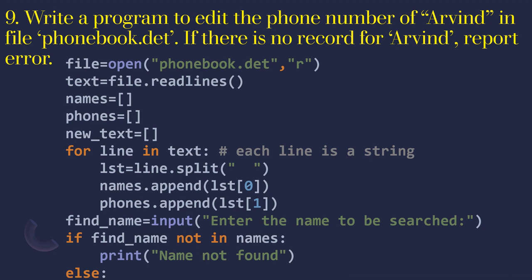So find name is a variable which will store the name that is entered by the user. Now it will check whether find name is present in the list of names or not. So if find name is not in names, then it will print name not found. Then it will go to the else part. That means if the name is present in the list of names, then what does it have to do? It has to edit the phone number of that particular name. That we will do in the next part.